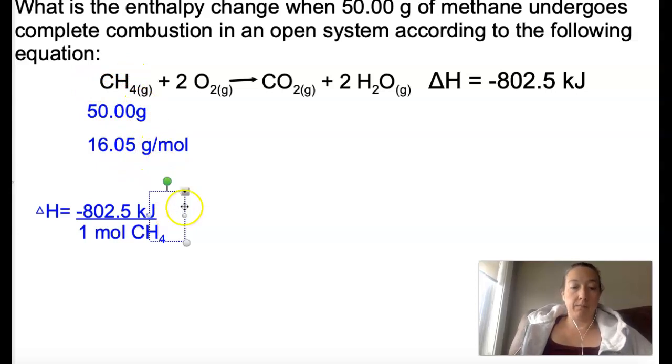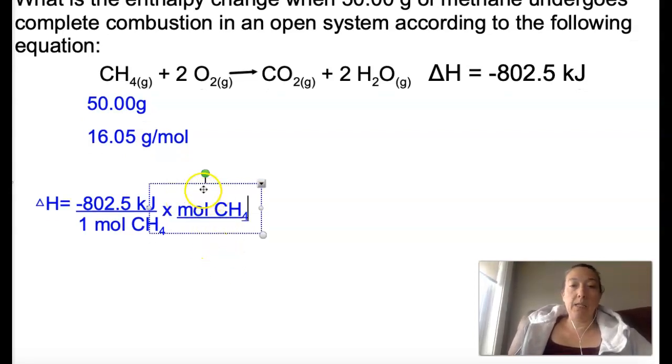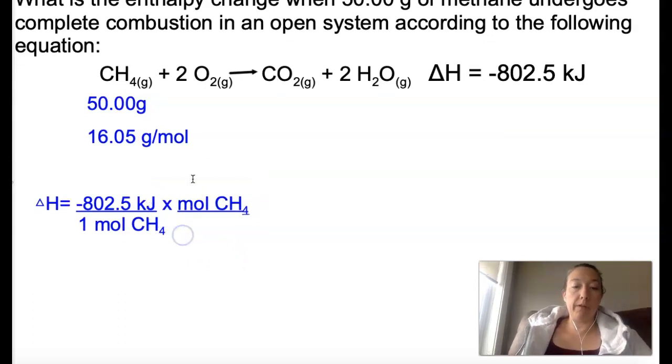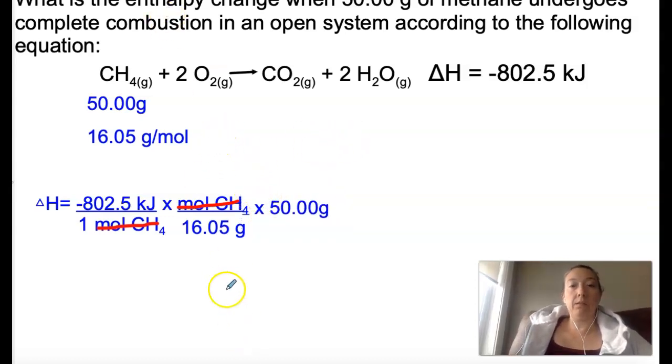So from here, we can cancel the moles of methane by using the molar mass. We can go moles CH4, and that can go over 16.05 grams, right? And from this, we can eliminate the moles of CH4. Okay, then the next unit we need to get rid of is grams. We can get rid of that using the 50 grams. So we can just go times 50.00 grams. And then from here, those grams are now gone, and we have solved for kilojoules, okay?